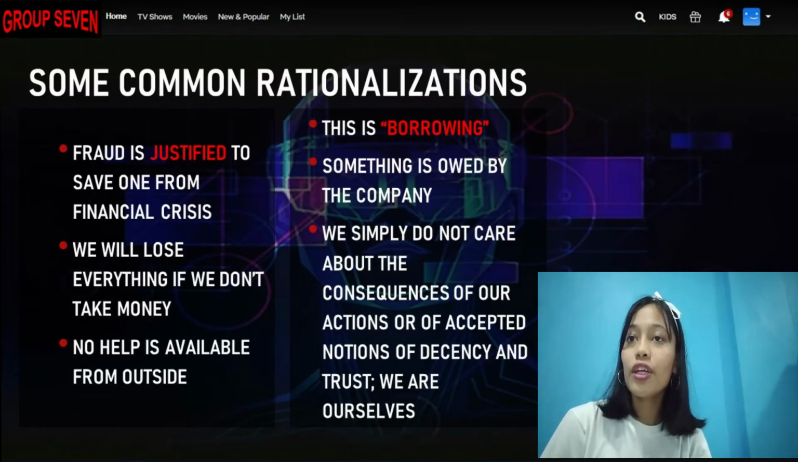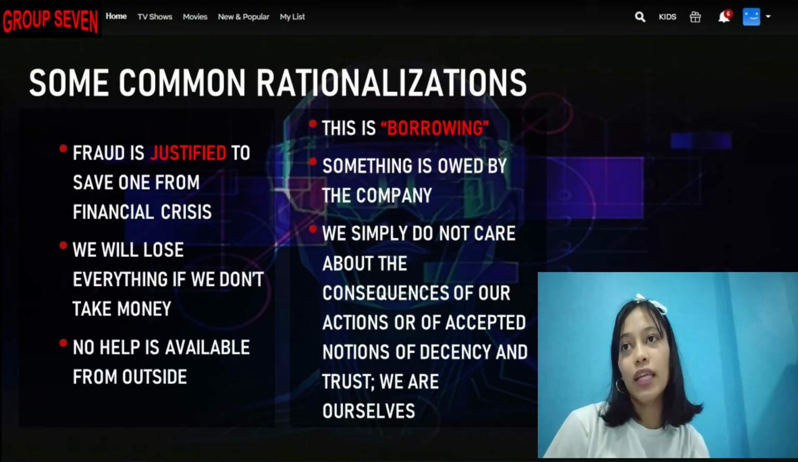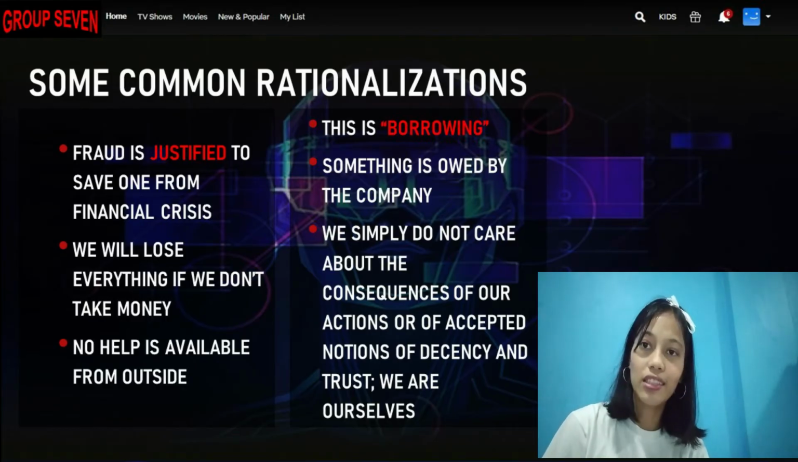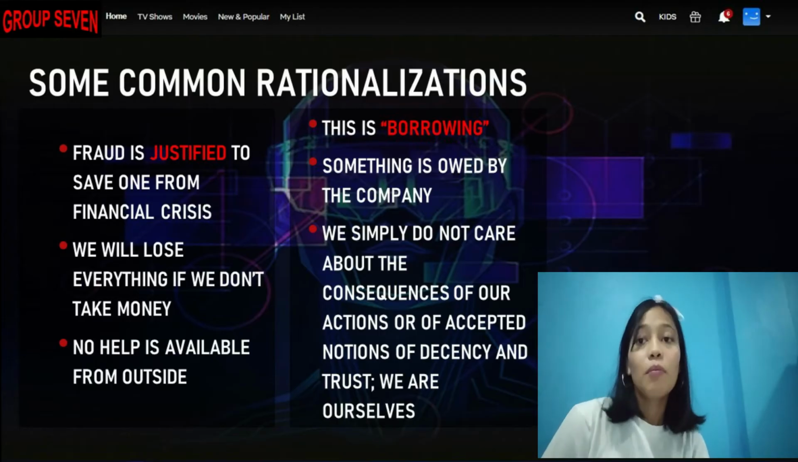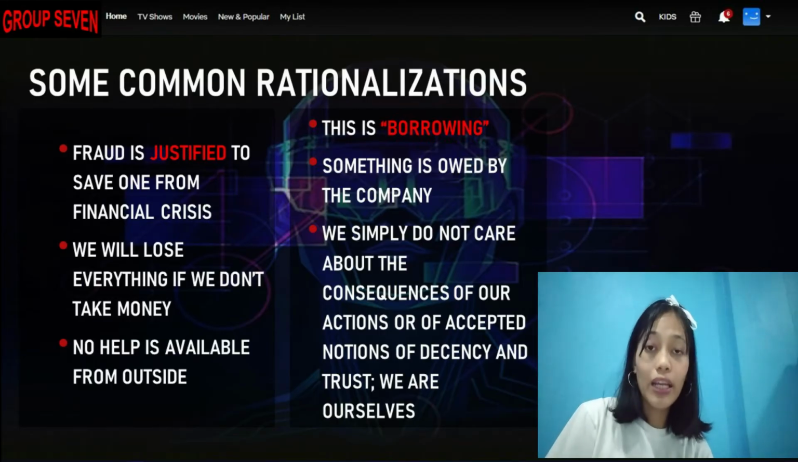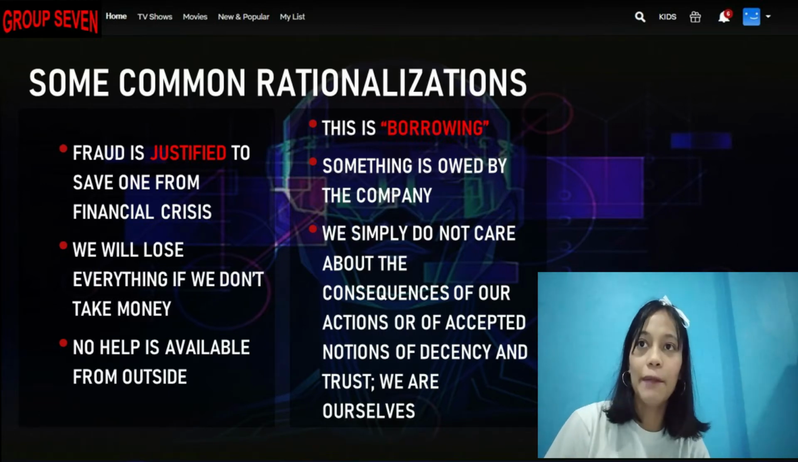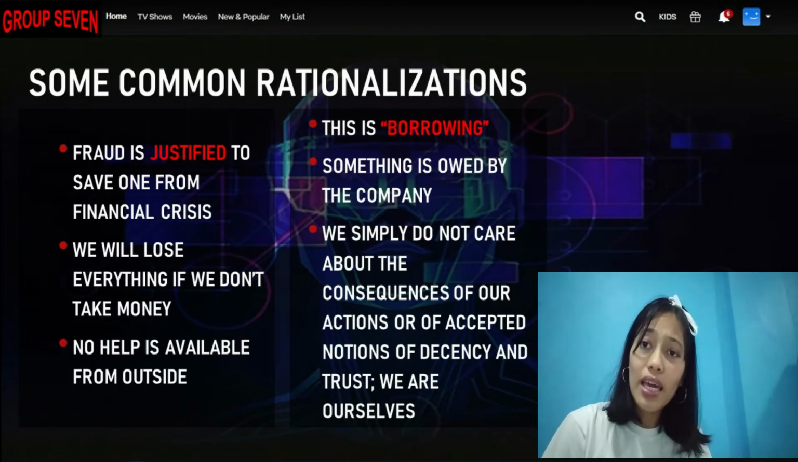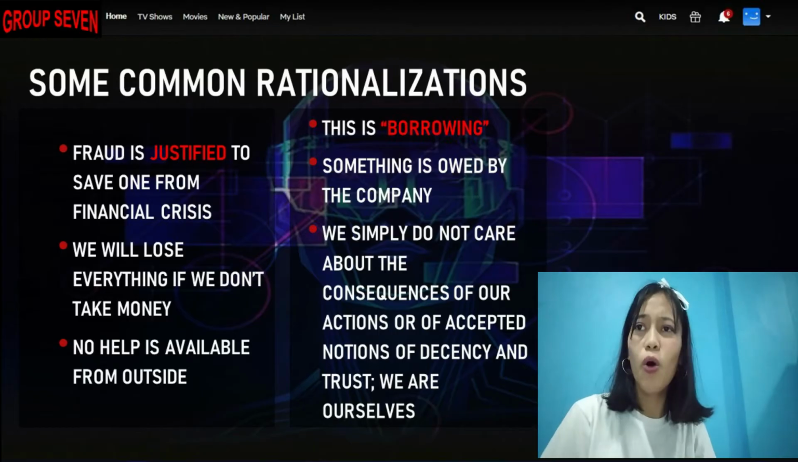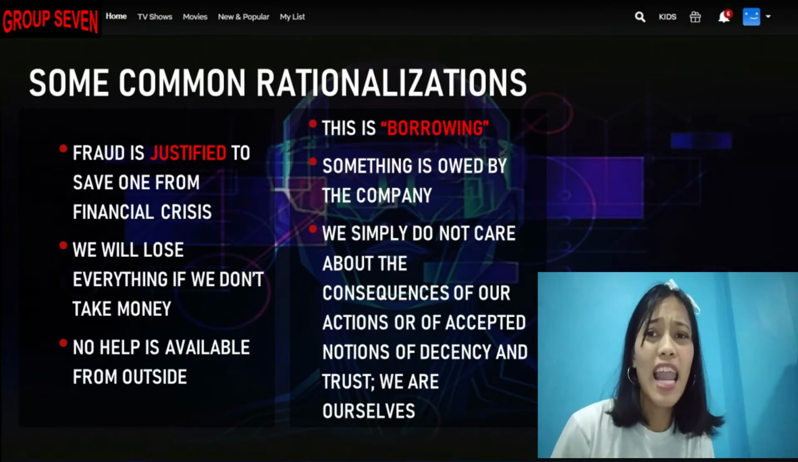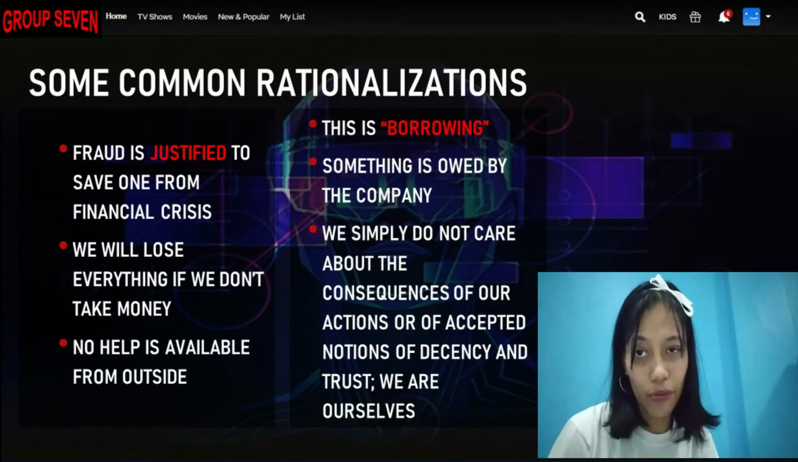So, here are some specific examples. So, first is fraud is justified to save a family member or loved one from financial crisis. So, iniisip nila na kahit makagawa ko ng fraud na to, maliligtas yung buhay ng mahal ko na may sakit or nung may pangangailangan. Next, we will lose everything: family, home, car, and so on, if we don't take the money. So iniisip nila, mawawalan kami, diba? So kailangan ko to talagang gawin, mawawala yung pamilya ko, mawawalan ng buhay, mawawala lahat sa akin. Kaya gagawin ko yung fraud.